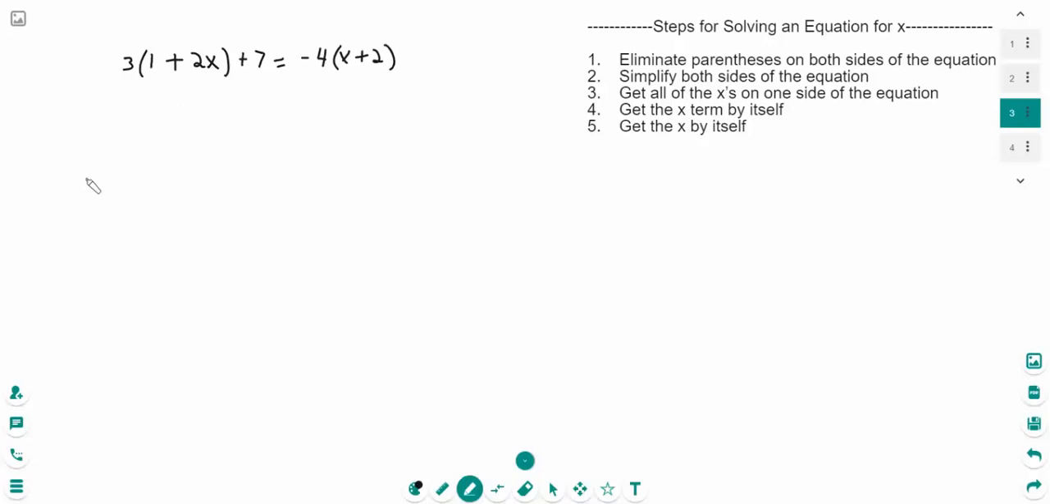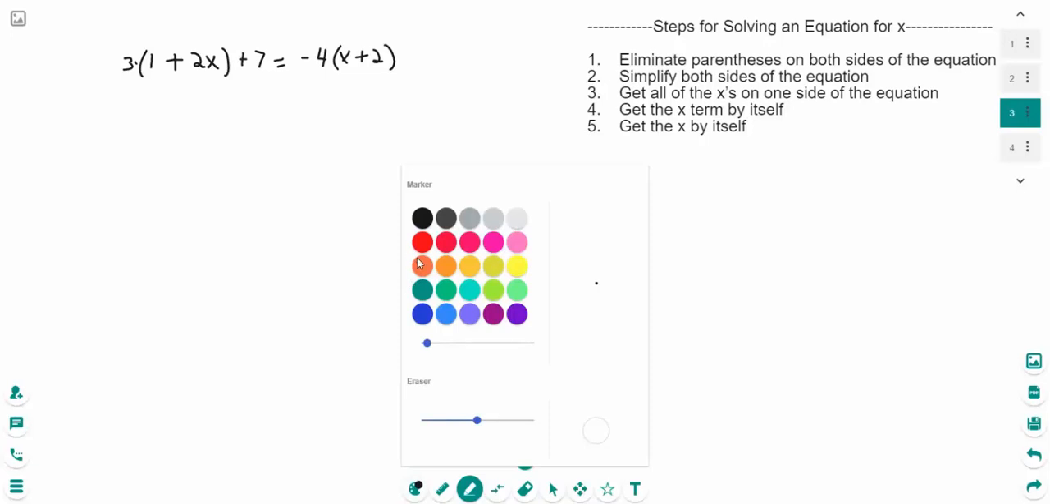Okay, so let's give this a shot. So again, the first step, eliminate parentheses. And again, on the left side, we do have a set of parentheses and it's multiplication in front of the parentheses. So what are we going to do?